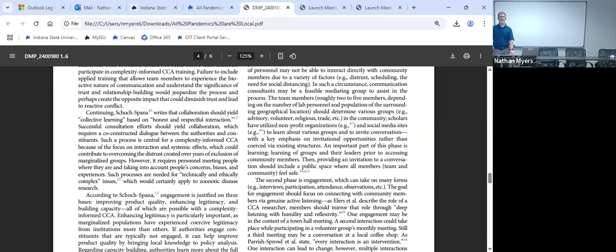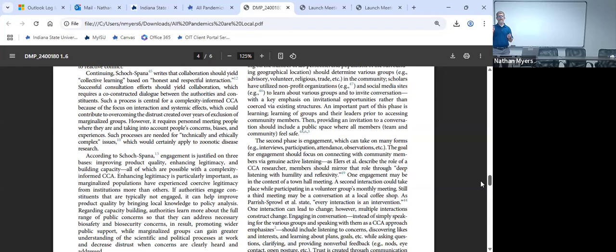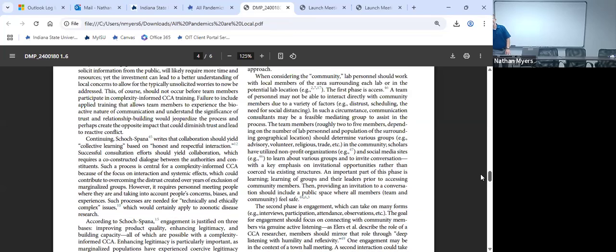So ultimately, Shock-Spana says that engagement is justified on 3 bases: improving the quality of the product or the activity that's going to be undertaken, enhancing legitimacy, and building capacity, all of which are going to be important for an avian influenza response. So we want to have the best, whether it's the communication strategy or whether it's a surveillance program, whatever it is we're trying to create, we want it to be as strong as possible. We want it to have legitimacy, so it's accepted by the community, and we want it to have as much capacity as possible to do good in the community.